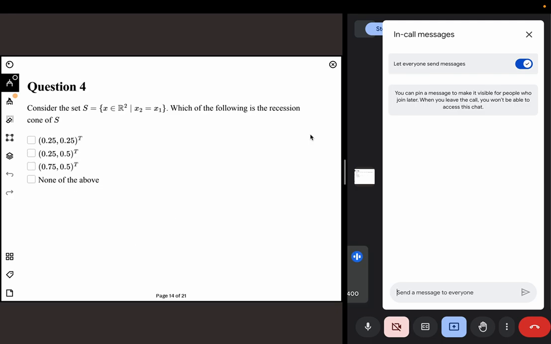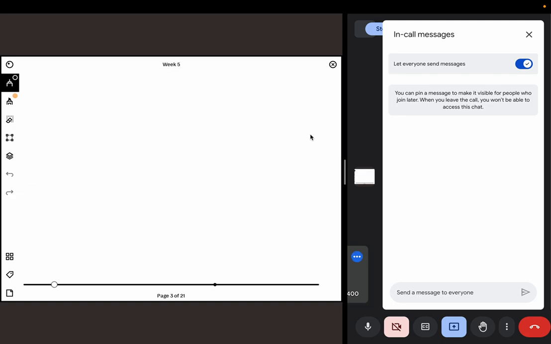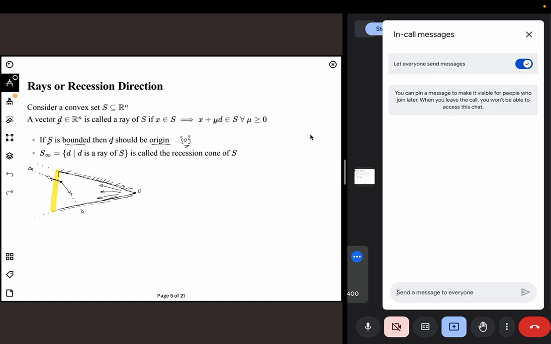Now let's take this problem. So you have a set S, x belongs to R2 such that x2 equal to x1. Which of the following is the recession cone of S? So what is the recession cone? We have discussed this before. A recession cone is basically the set of all vectors such that the vector is a ray of the particular set S. A ray is basically a vector such that if you take any point in the set S and move along the vector, you should also end up in the same set. Then you call that vector a ray, and the set of all those vectors is called a recession cone.